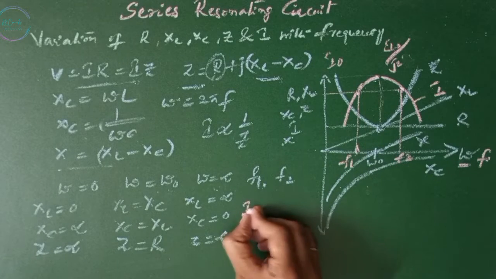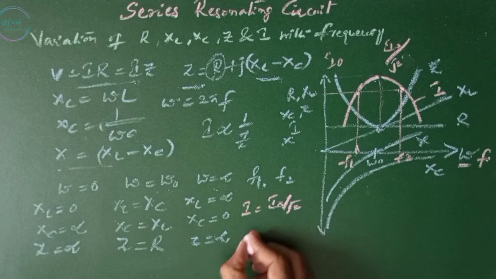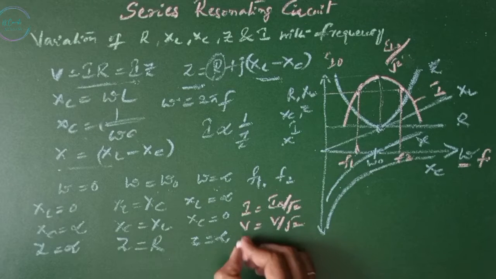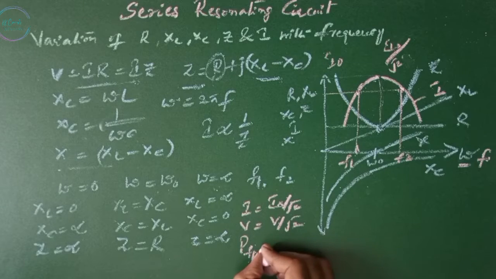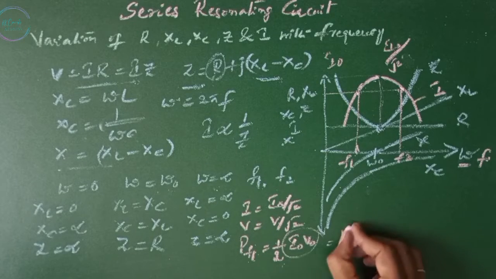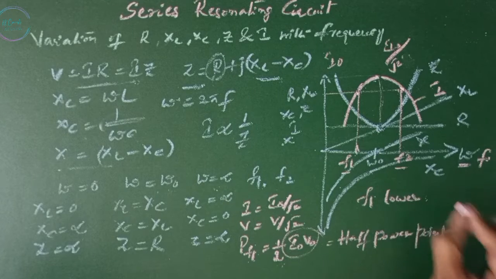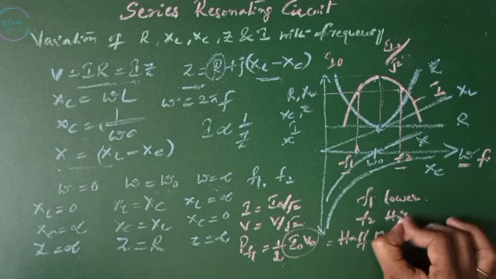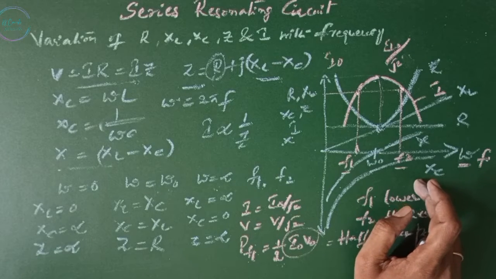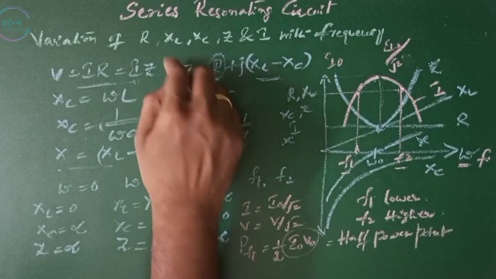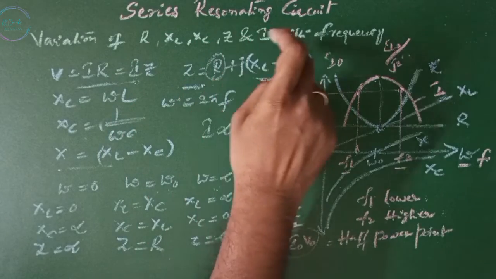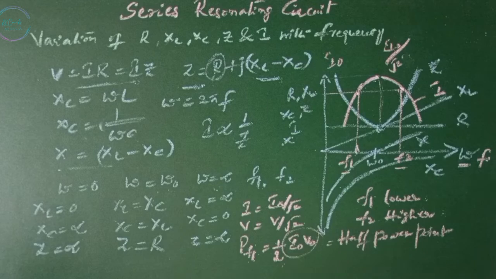At this point, I equals I naught by root 2 and V equals V by root 2. Then power P at F1 equals 1 by 2 I naught V naught. F1 and F2 are also known as half power points, where F1 is the lower half power point and F2 is the higher half power point. This is the diagram which shows the relation between R, XL, XC, X, Z, I with respect to frequency or omega, where XL is the inductive reactance, XC is the capacitive reactance, X is the reactance, Z is the impedance.